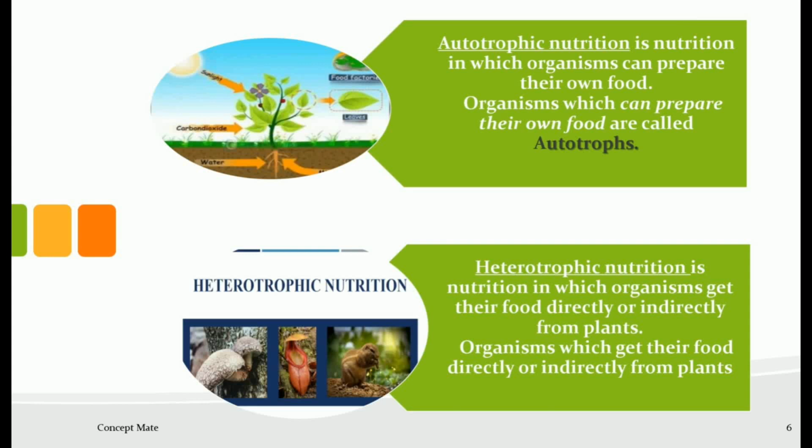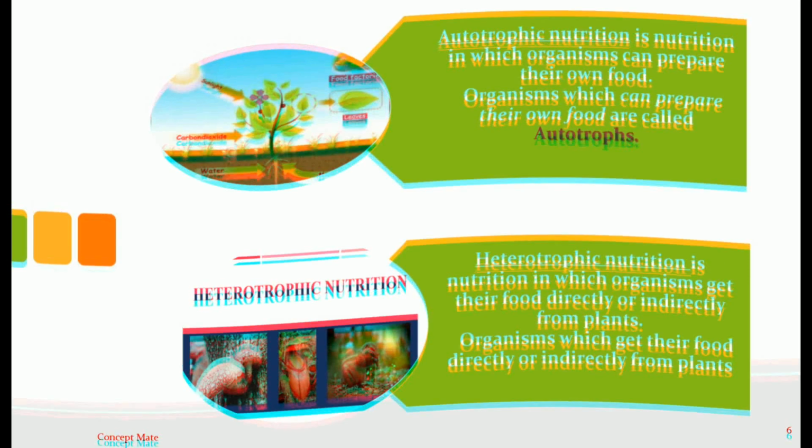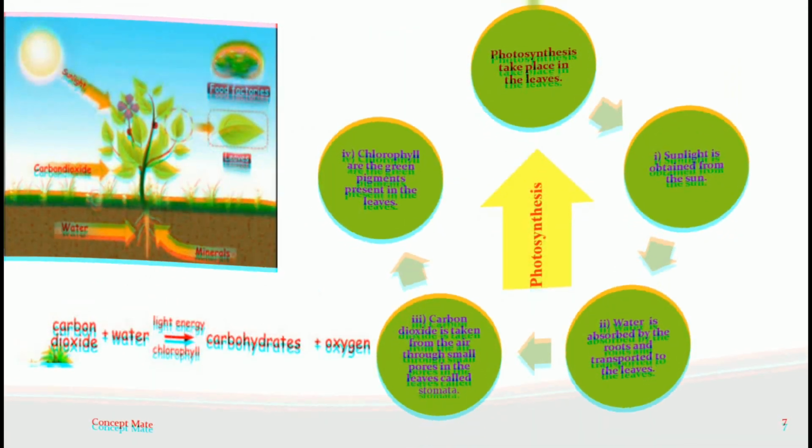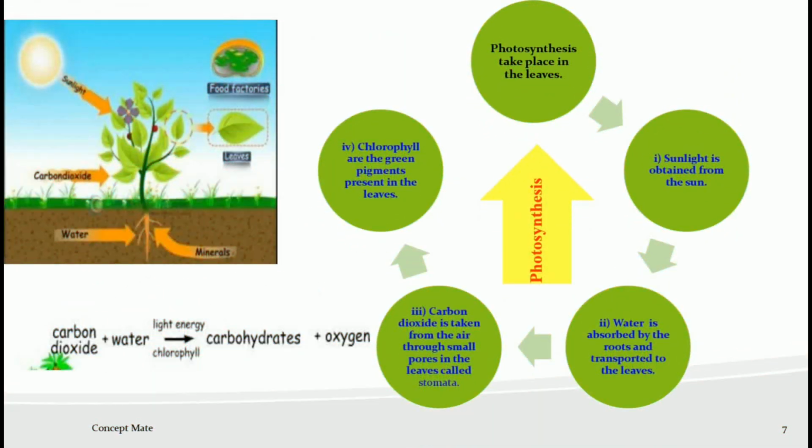Heterotrophic nutrition is the mode of nutrition in which organisms get their food directly or indirectly from plants. Plants are the only organism which can prepare their own food, and other living beings such as humans, animals, insects are dependent on plants indirectly or directly. This makes these other beings called heterotrophs. Moving on to the next concept that we will be looking at.